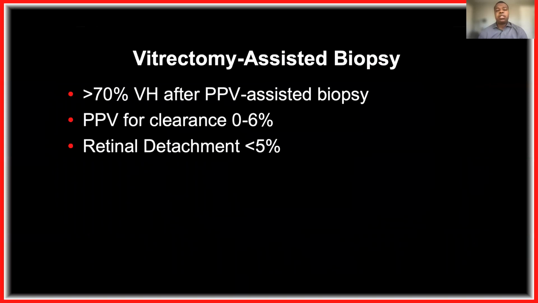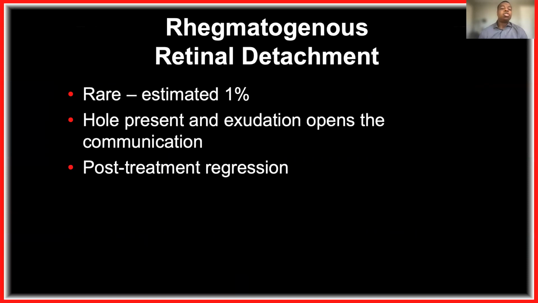So with vitrectomy assisted biopsy, we know that vitreous hemorrhage immediately afterwards is pretty significant. However, it only requires a vitrectomy to be done in usually less than 6% of cases, at least in the literature. And rhegmatogenous retinal detachment development afterwards is also fairly rare. So what about rhegmatogenous retinal detachments?